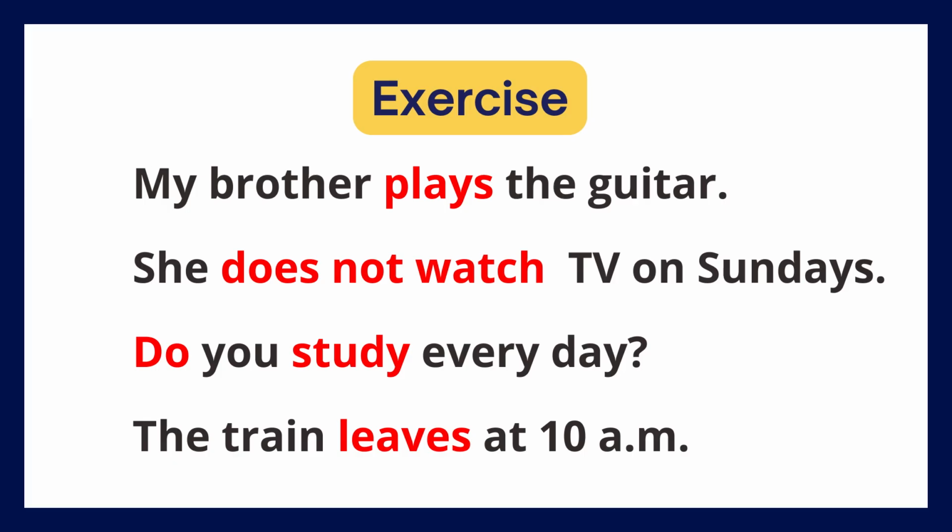So, my brother plays the guitar. My brother, I can use the pronoun he here. So he will use the rule of S. So my brother plays the guitar. She, it's the negative, so we are going to use does and not. She does not watch TV on Sundays. If it is a question, you're going to use do or does at the beginning and then the verb in the basic form. So do you study every day? And the train, I can use the pronoun it here. So it will use the S rule. So the train leaves at 10 a.m.